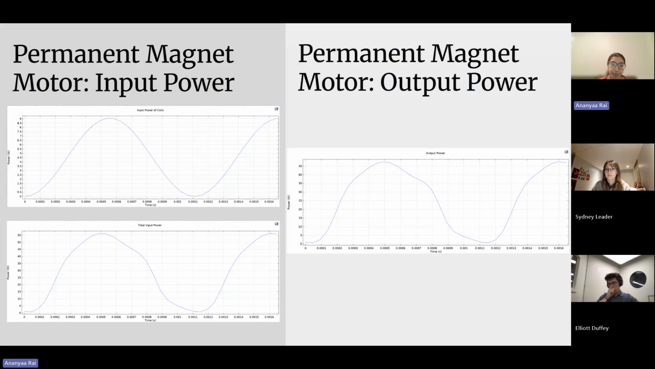Now, looking at the total input power, we have to include the mechanical power, which creates this weird shape that we're seeing. This is due to COMSOL's inability to fully compute mechanical power because of errors in the rotational physics that are being applied. However, we see that the total input power has peaks around 55 watts. Looking at output power, as previously mentioned, output power is purely mechanical, coming from the spin of the rotors, and we see peaks of around 45 watts.